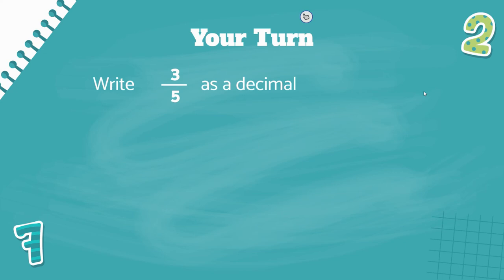Okay, here you go. Do this one in your notebook on your own. Write 3/5 as a decimal. I'll have someone come up and do it for 100 XP. Well, there are 2 ways to solve this. Go ahead, Charlie.